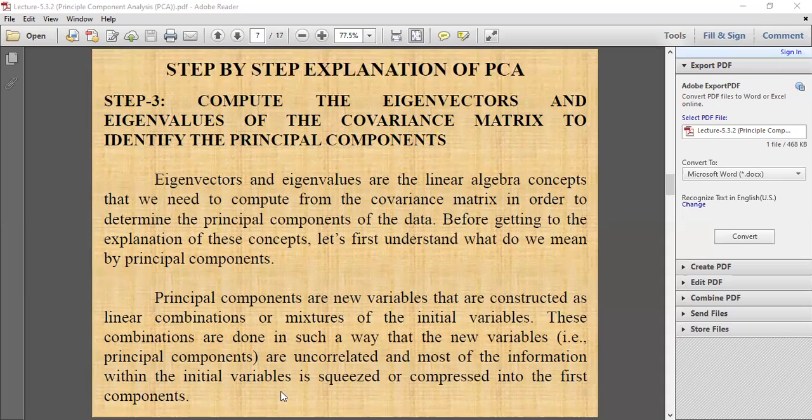Before getting to the explanation of these concepts, let us first understand what we mean by principal components. Principal components are new variables that are constructed as linear combinations or mixtures of the initial variables, and these combinations are done in such a way that the new variables, that is the principal components, are uncorrelated, and most of the information within the initial variables is squeezed or compressed into the first component.